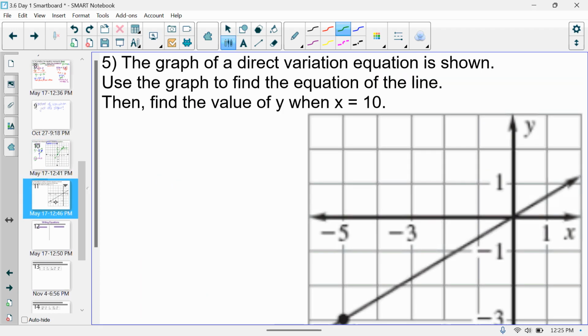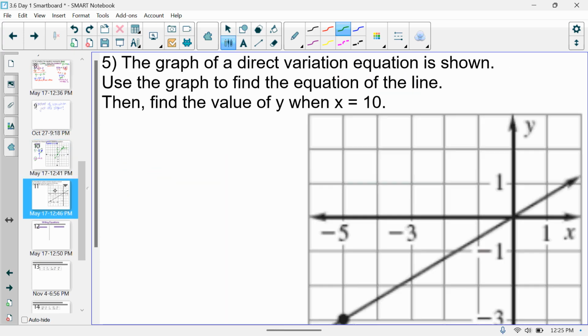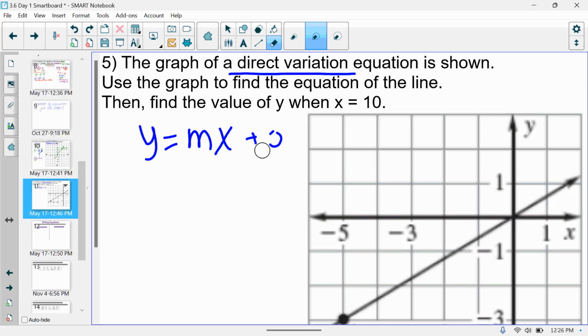Okay, so on the last one, I gave you a direct variation equation and we had to graph it. This time, it says the graph of a direct variation equation is shown. Use the graph to find the equation of the line. So guys, whenever it says direct variation, the first thing I want you to do is write the formula, y equals mx. Remember, it's like mx plus 0, b is always 0 when it's direct variation, which you can see by looking at your graph.